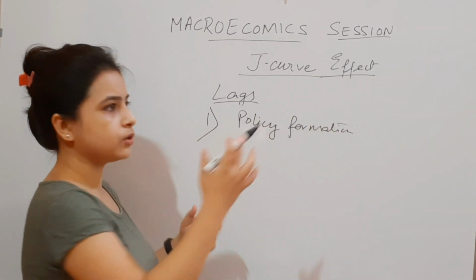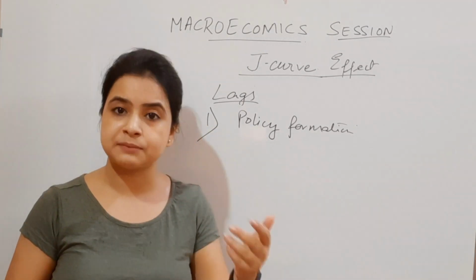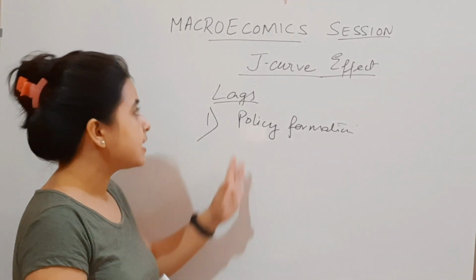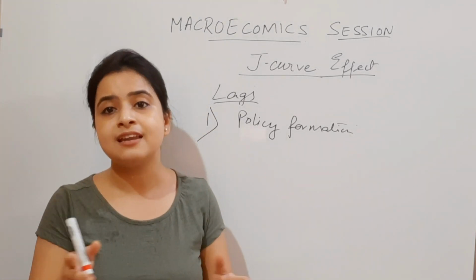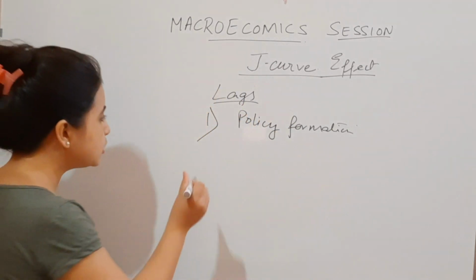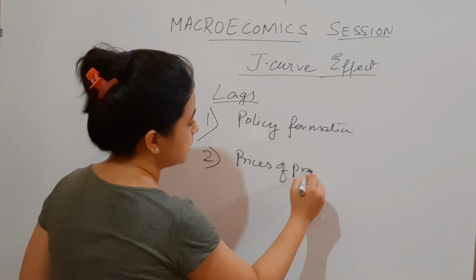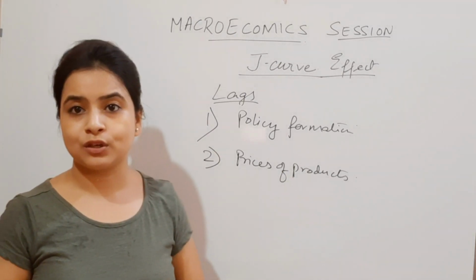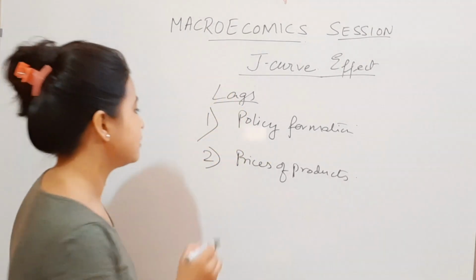It takes time to form policies. The blueprints will be there, then it has to be accepted in all the committees, taking into consideration the negative effects and positive effects, and then a policy is formed. So policy formation is number one lag. Number two lag is deciding the prices of products or commodities, like what the price of that particular commodity will be. This deciding takes some time. Therefore, it is under lags.